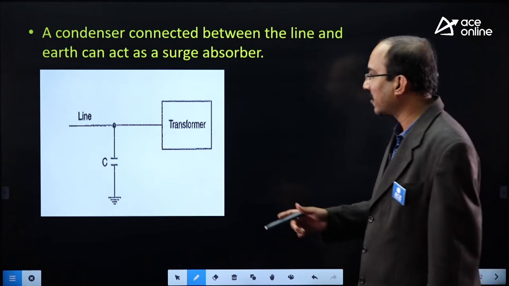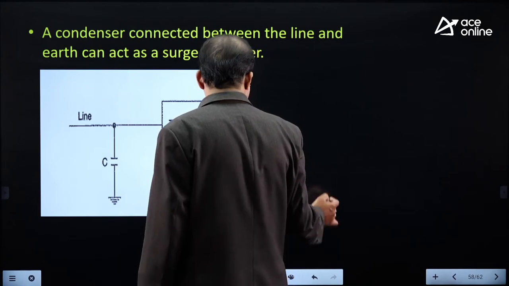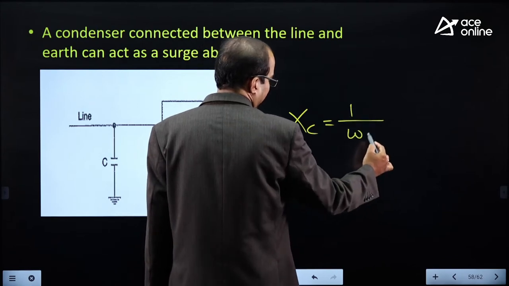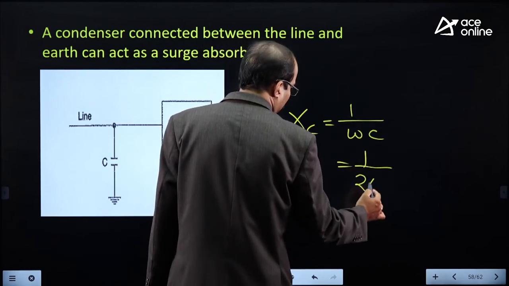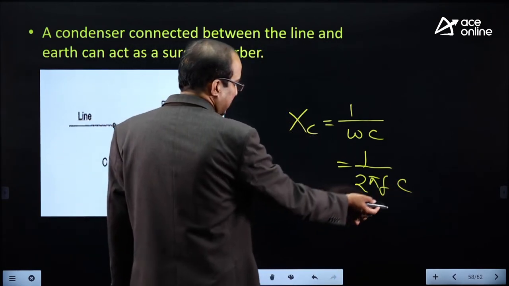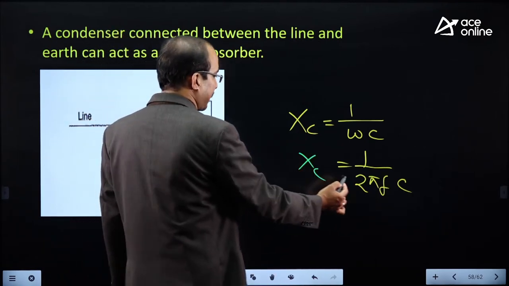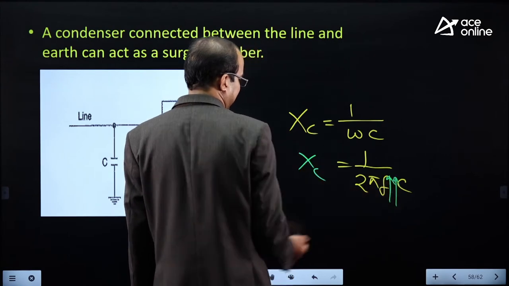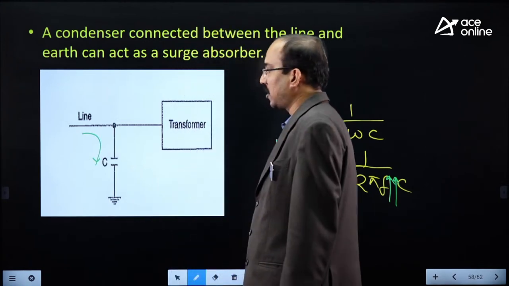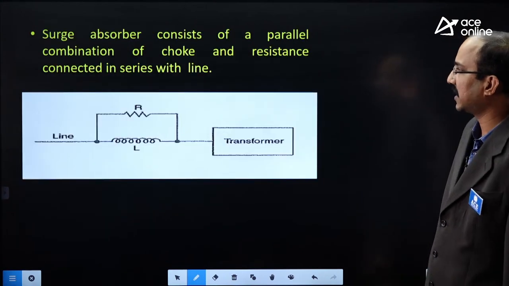surge absorbers we have. We have the condenser type. What is the capacitive reactance? Xc is 1 by omega C, that is 1 by 2 pi f into C. For normal frequency, whenever the frequency is low, it will offer high reactance. But whenever a high frequency surge takes place, the capacitive reactance offered will be low, and the surge is absorbed by the capacitor. So this is the condenser type.